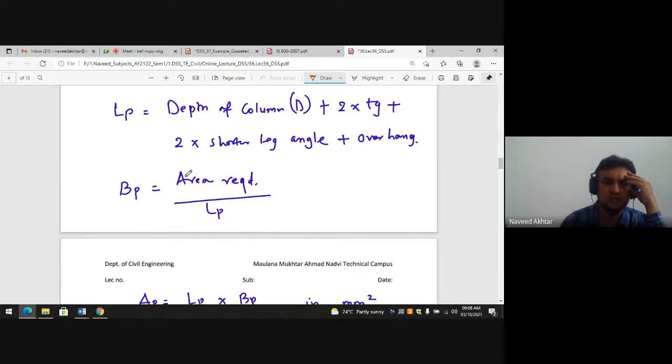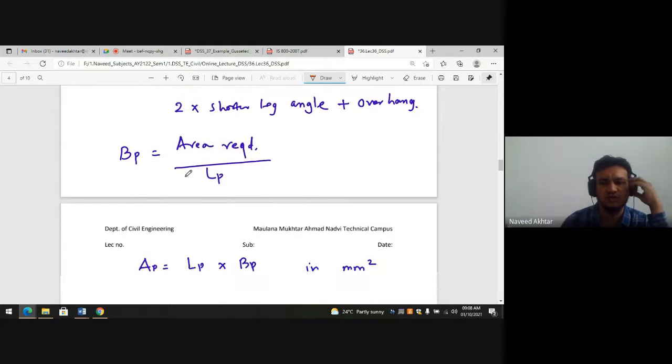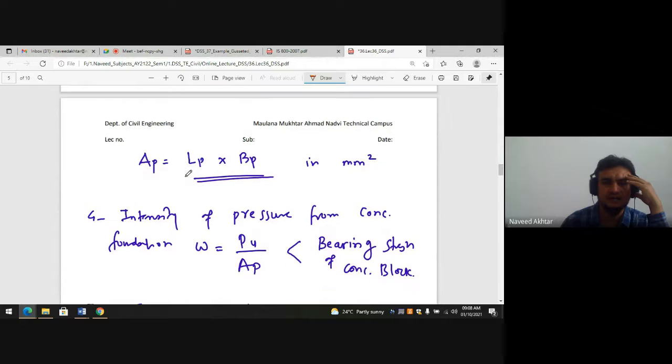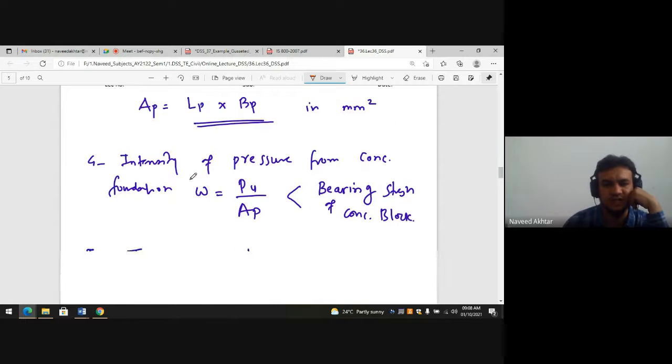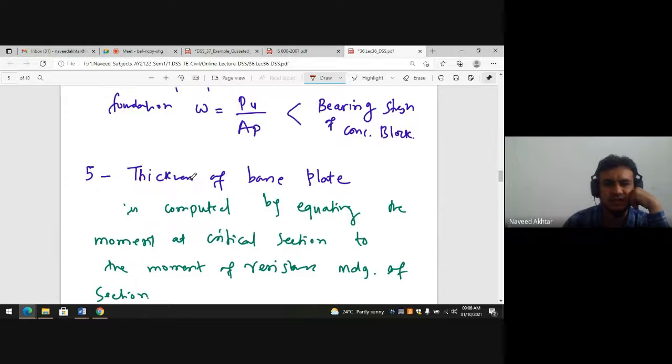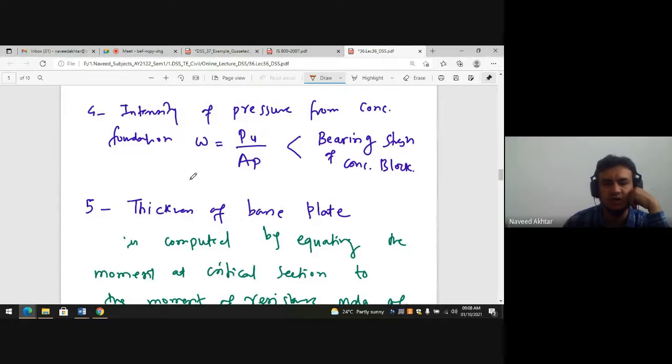depth of the column, plus 2 times thickness of the gusset plate, plus 2 times the shorter leg of angle, plus overhang, if any, you consider. Overhang should be considered minimum. And then we need to find out the breadth of the plate, then the area of plate we can find out. Area provided is the length of plate into breadth of plate. Then the intensity of pressure from concrete foundation w is equal to load upon area provided, and that should be less than the bearing strength of the concrete base as you calculated in step number 1.